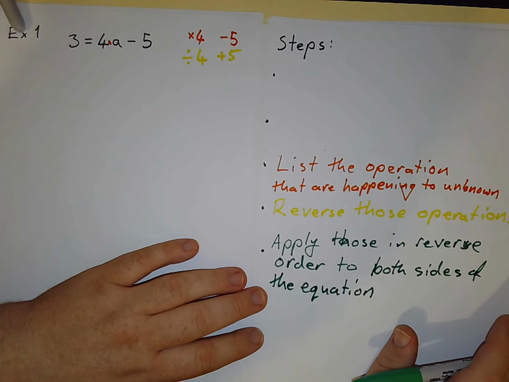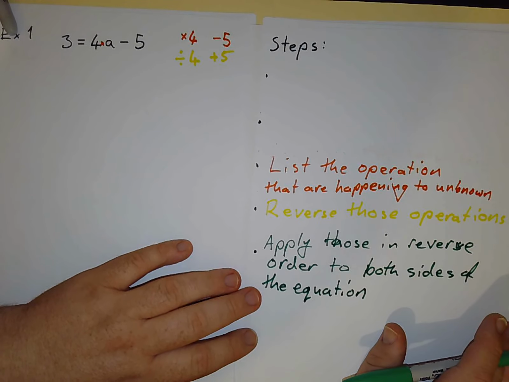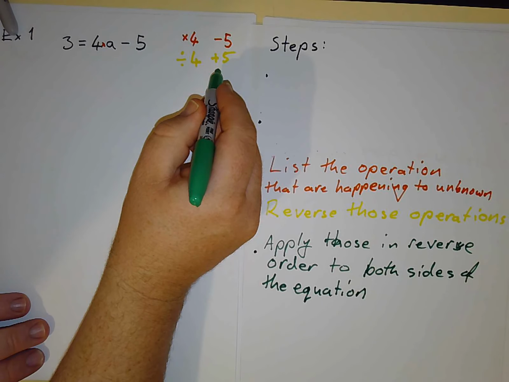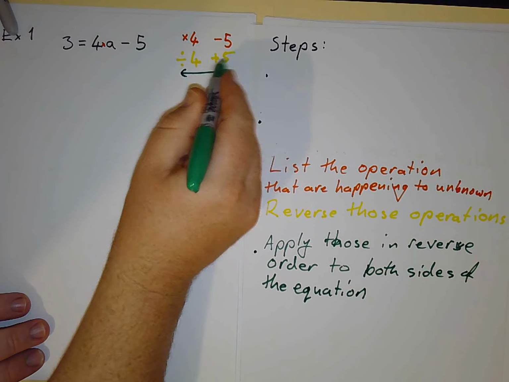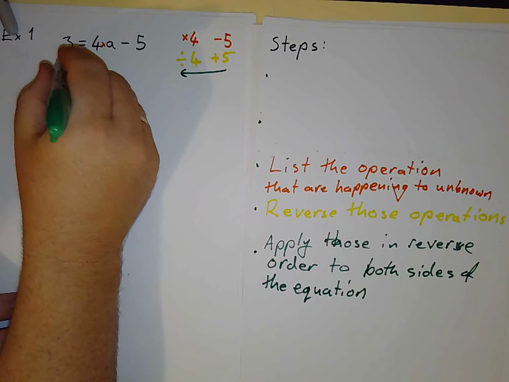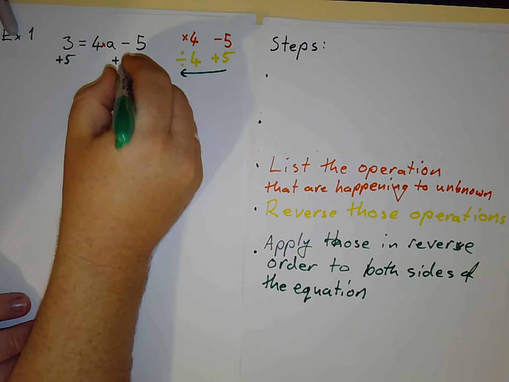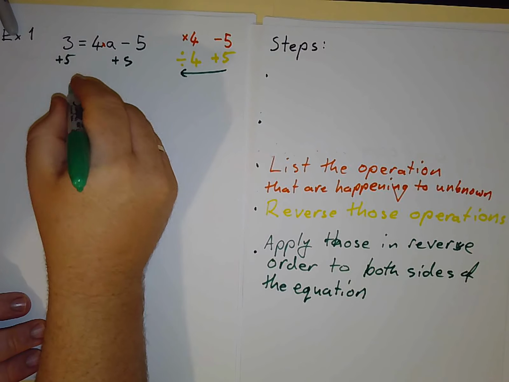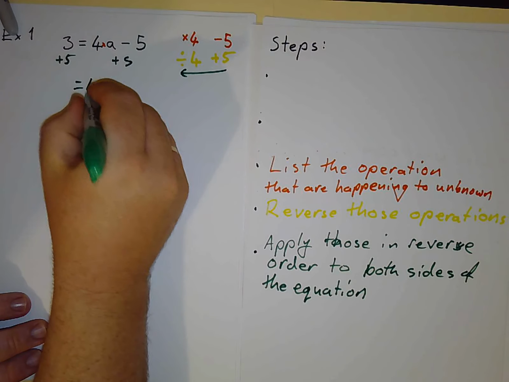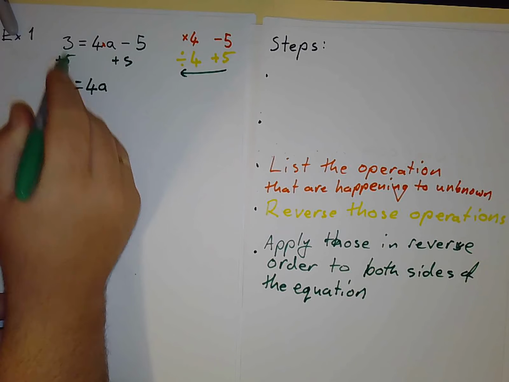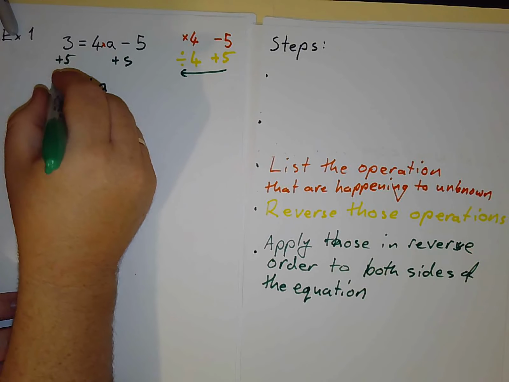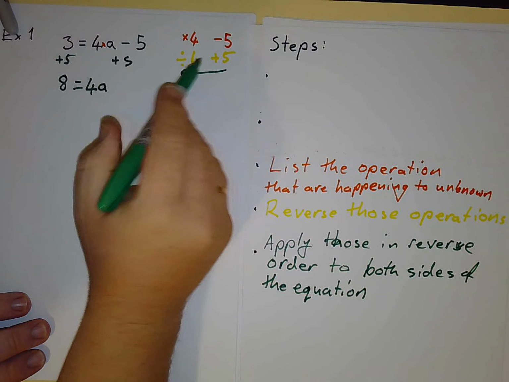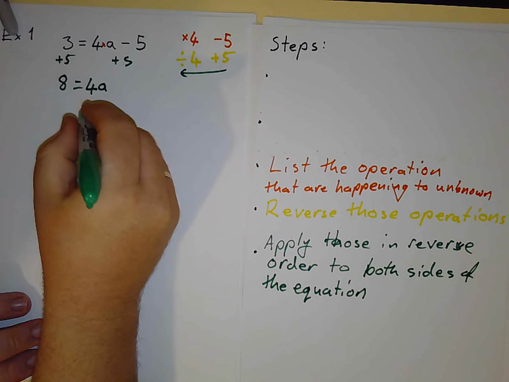Just move that back across a little bit so we can see that whole thing. So here I want to do it in reverse order. So I'm going from this end to this end. I'm going to start by plusing 5. The whole point of this is that it's going to get rid of this minus 5. So on this side, all I'm going to have left is that 4a. And on this side, I've got to do my calculation. 3 plus 5 is 8. Done that one.